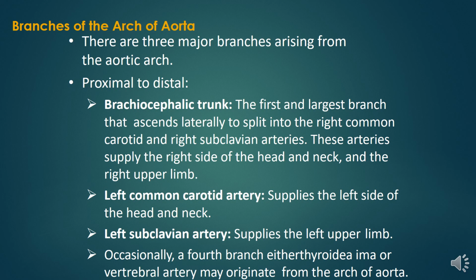There are three major branches beginning from the aortic arch, proximal to distal. The brachiocephalic trunk is the first and largest branch, which ascends laterally to split into the right common carotid and right subclavian arteries, and these arteries supply the right side of the head and neck and the right upper limb. The left common carotid artery supplies the left side of the head and neck. The left subclavian artery supplies the left upper limb. Occasionally a fourth branch, the thyroid ima artery or vertebral artery, may originate from the arch of the aorta.